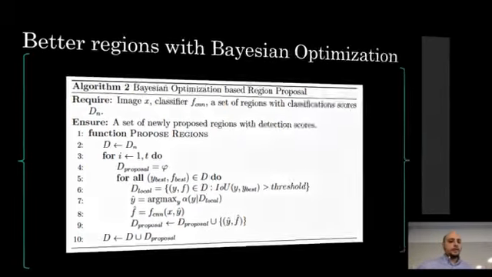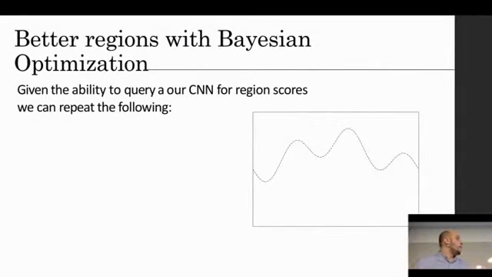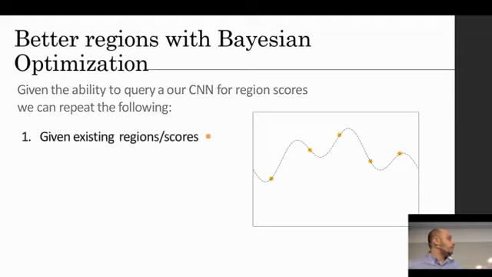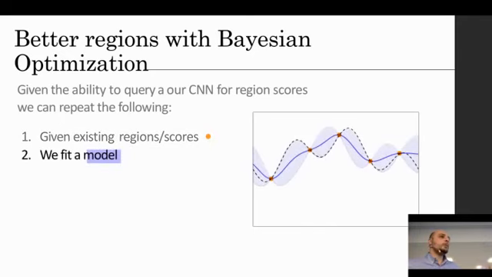So I have a nicer representation for this. Let's say this is the classification network, the dashed line. The x-axis is the regions, the coordinates of the regions, and the y-axis is the score of each region. So I observed the first set of regions with the blue circles. These are the true values. And then I fit a model. That's the posterior distribution we talked about.